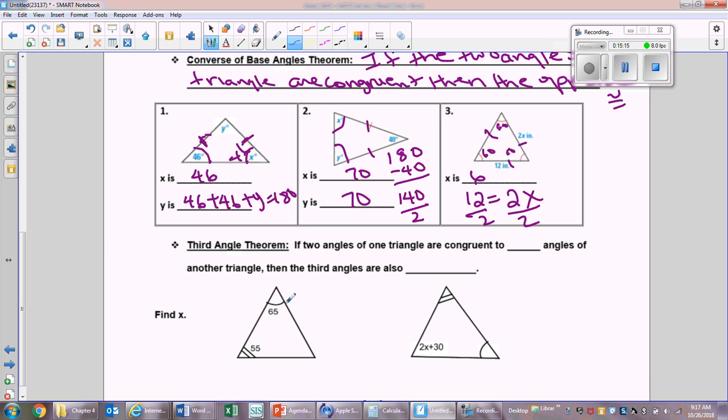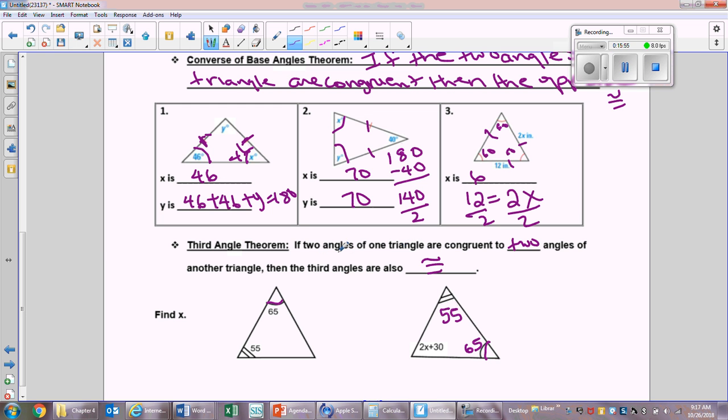Okay? And the last thing is the third angle theorem. If two angles of one triangle are congruent to two angles of another triangle, then the third angles are also going to be congruent. So this is a good example. This angle marked like this is the same as this angle here, so this is going to be 65. The two slashes, the same with this one, which is 55. The 65, 65, 55, 55 are the two angles.